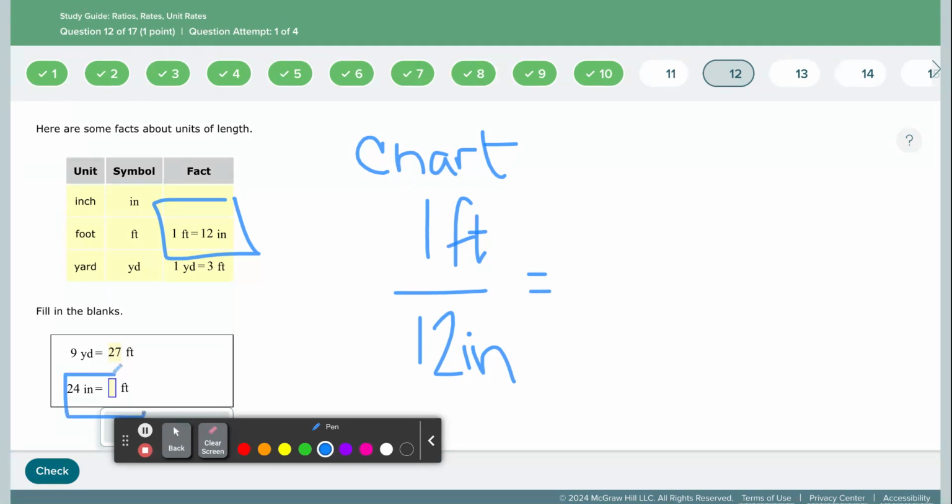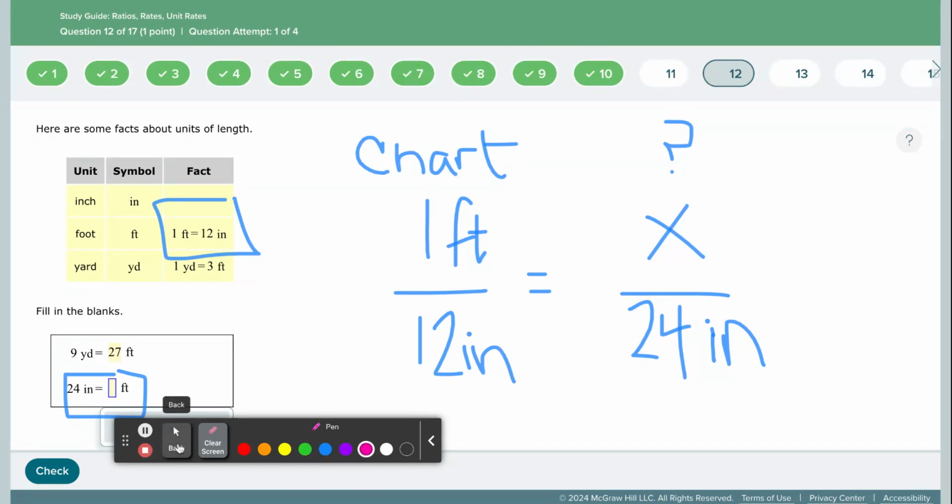And then whatever's in my question is what comes up next, right? So 24 inches, I know that. So I'm going to put 24 on the bottom because the bottom is designated for inches. And then I don't know the feet, right? That's what we're looking for. So when you don't know something in math, you got your variable, x. Okay. So now I'm ready to cross multiply.